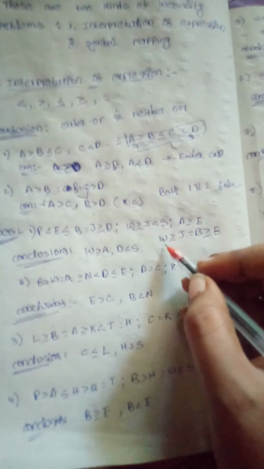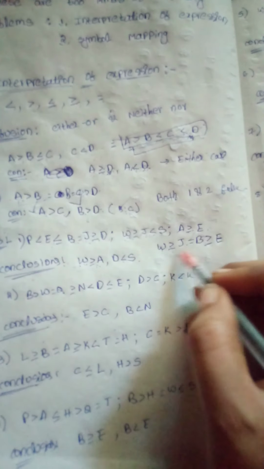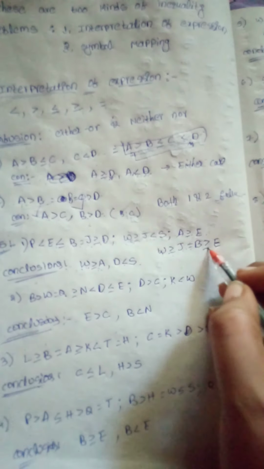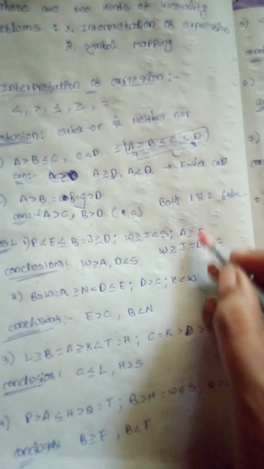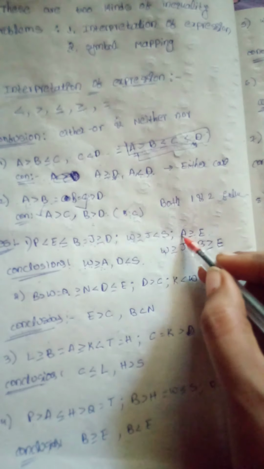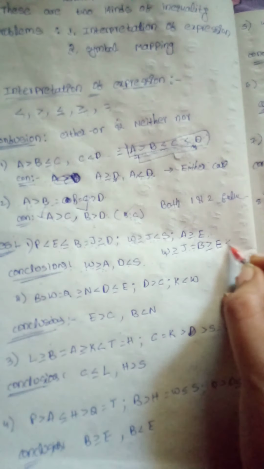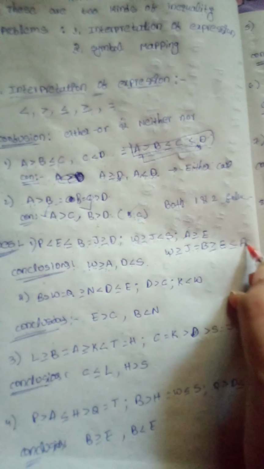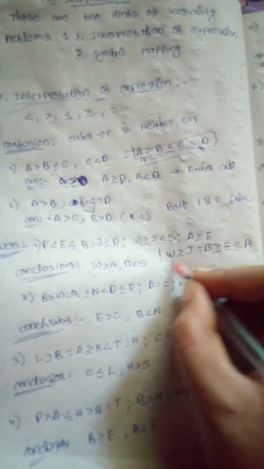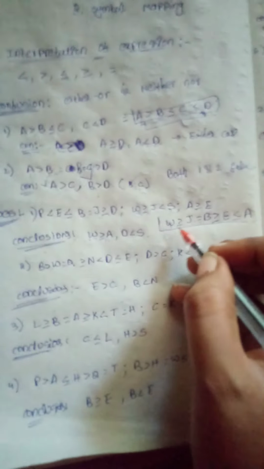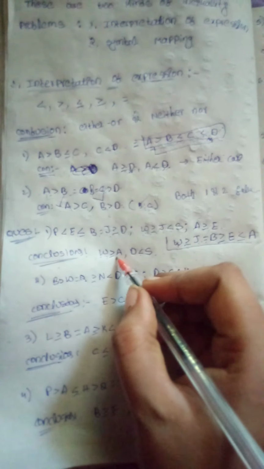So in these two expressions we clearly say that W is greater than or equal to J equal to B greater than or equal to E. From the third expression we clearly say that A is greater than or equal to E. That means E is less than or equal to A. This is one expression. From this expression, the first conclusion is W is greater than or equal to A.